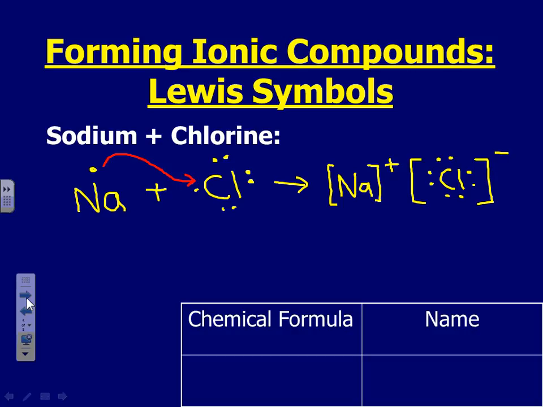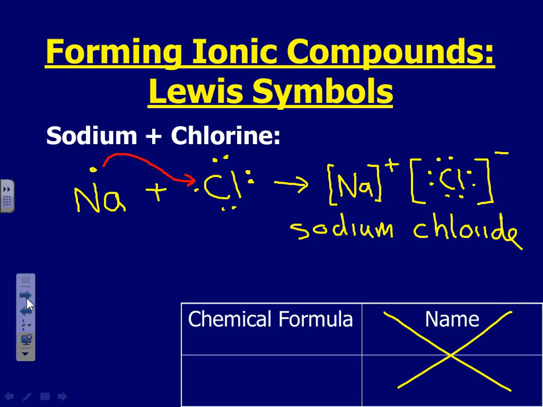Okay, let's now name this thing. Sodium is a sodium ion. So this is sodium. Same name. When we get a negative ion, remember, what does it end in? Yep. Chloride. Sodium chloride. So I already did the name. Don't worry about that. We've done the name.